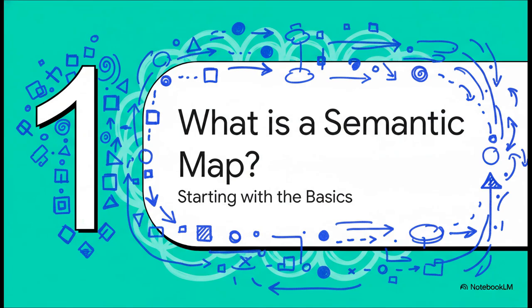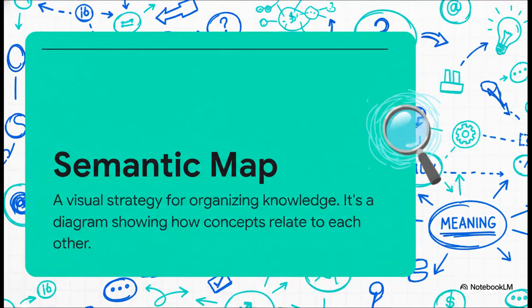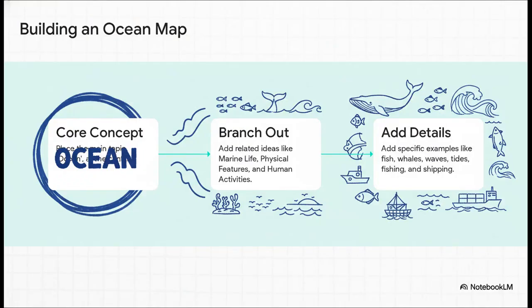Okay, first things first. Before we can make our diagrams smarter, we need to get a handle on this foundational concept, the semantic map. So a semantic map is all about organizing knowledge by meaning. It's not just a bunch of shapes thrown on a page. It's a visual web that shows how different ideas are actually related to each other. Think of it like a family tree, but for concepts. And that word, semantic, is just a fancy way of saying related to meaning. That's the key.